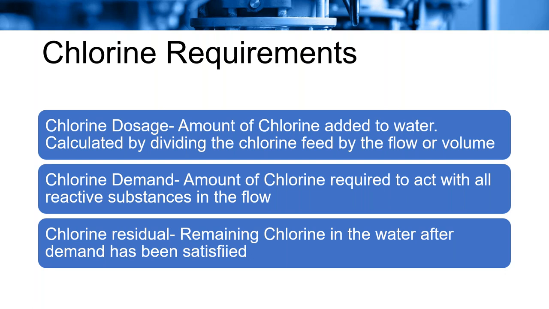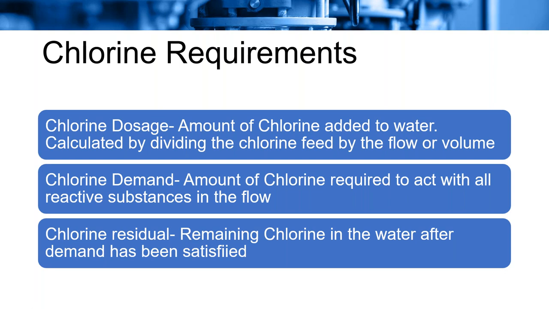For chlorine demand, that's the amount of chlorine required to react with all the reactive substances in the flow. And chlorine demand is basically the amount of dosage that is used up during treatment. It is not directly measured, like the dosage or residual, and must be calculated from the other two.